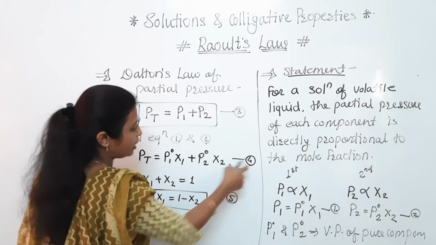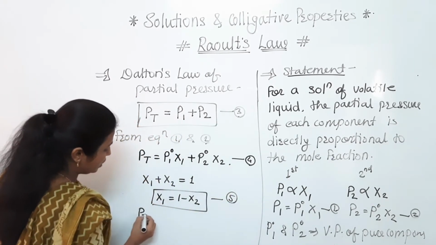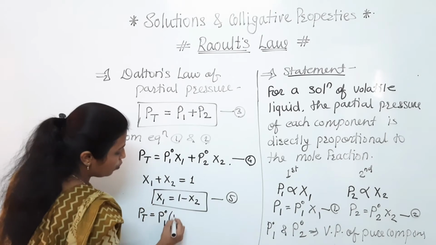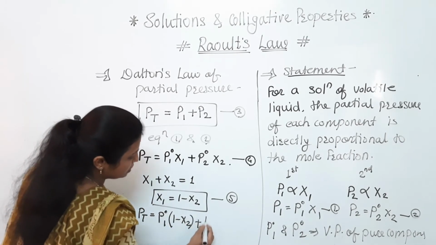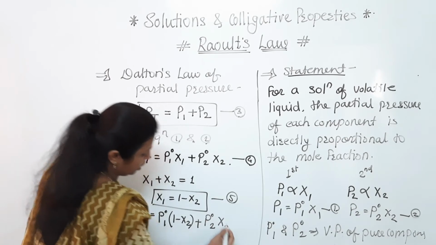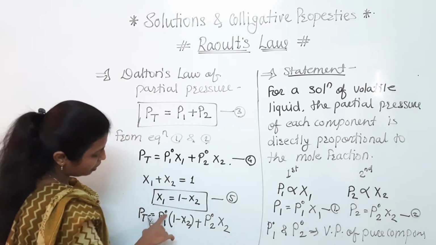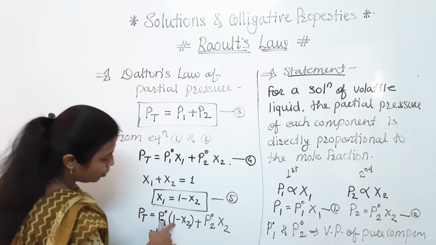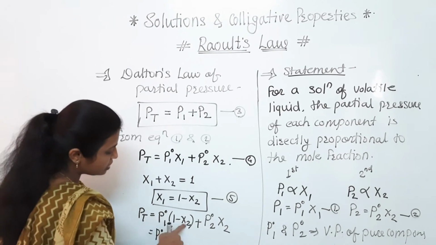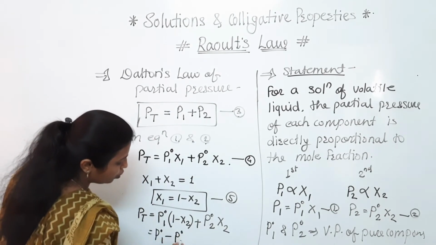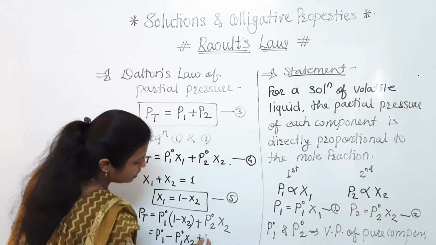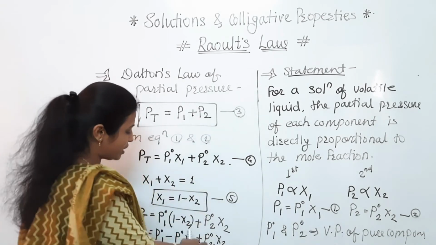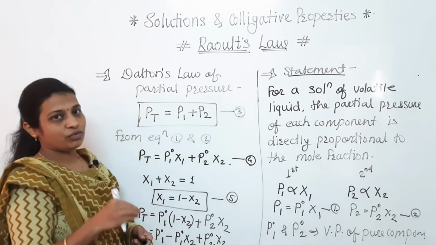If we put equation 5 into 4, what will be the equation? Pt is equal to P01, instead of x1 we are writing 1 minus x2, plus P02 into x2. What is the next step? Simply we multiply P01 into the bracket. P01 into 1 is P01, minus P01 into x2, plus P02 into x2. After that, we will take the common term outside and write the equation once again.